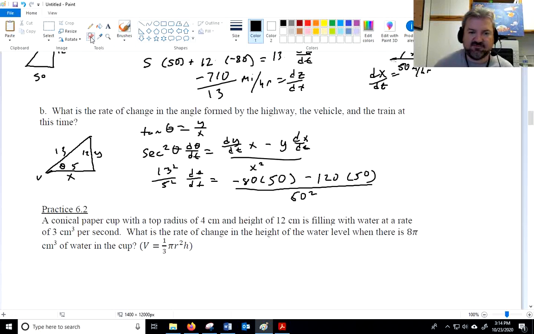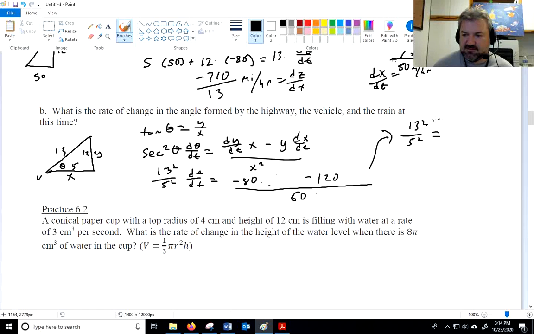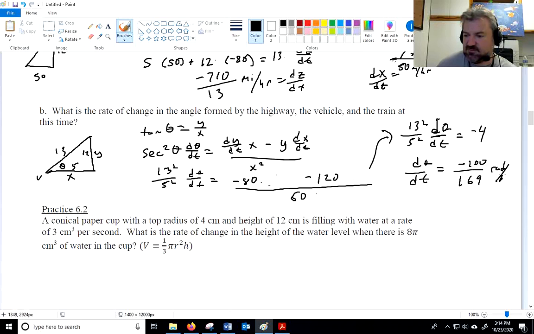All right, well that actually gives us a little bit of help because we can divide each of these terms by 50, which gets rid of that. And so then that makes this a negative 200 over 50. So that is not too bad at all. That's 13 squared over 5 squared d theta dt is equal to a negative 200 over 5, which is a negative 4. So d theta dt, when I multiply both sides by the reciprocal, I get 25 times negative 4, which is a negative 100 over 13 squared, which is 169, and that is in radians per hour.